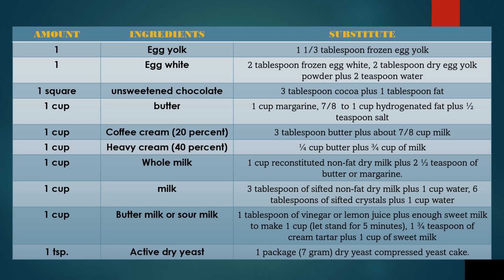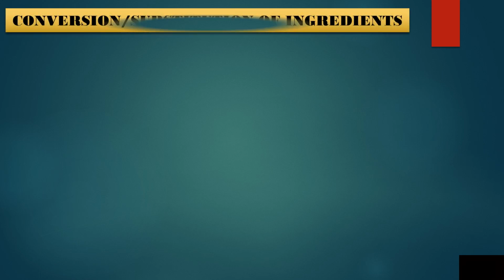And then the last is 1 teaspoon of active dried yeast. Okay, so pwede natin siyang i-substitute sa 1 package or 7 gram of dry yeast compressed yeast cake. Okay, so yan yung ating conversion o substitution of weights and measures. So now, conversion or substitution of ingredients.